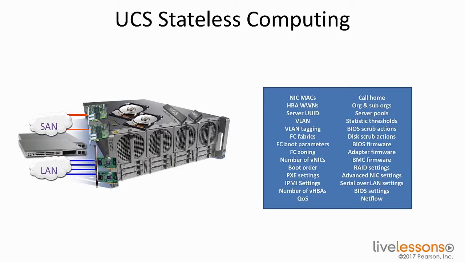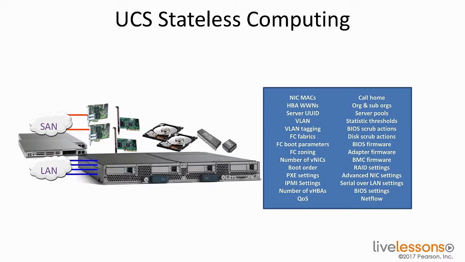So if I have the identity of that server in a profile, and I have things like MAC addresses in that profile and server IPs in that profile and WWNs for storage in that profile and QoS settings and boot order settings and RAID settings, all that stuff is tied into that profile, then I can switch that hardware out anytime I want, because all the settings are kept in that profile and the identity of that server follows that profile. And this is the concept that UCS is built on, stateless computing.